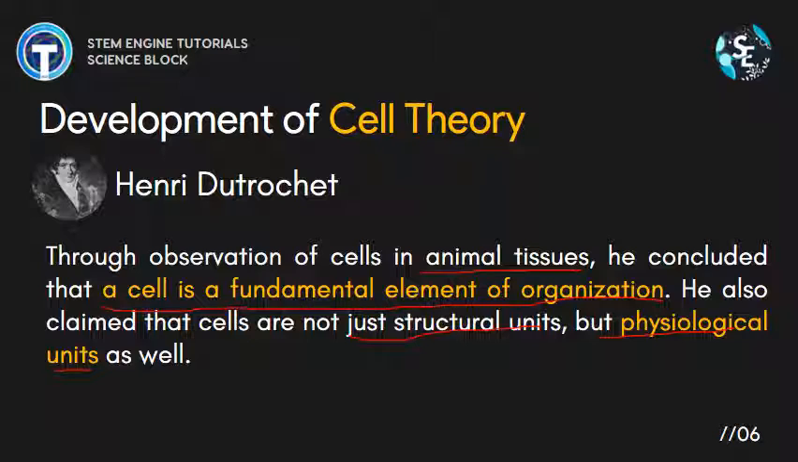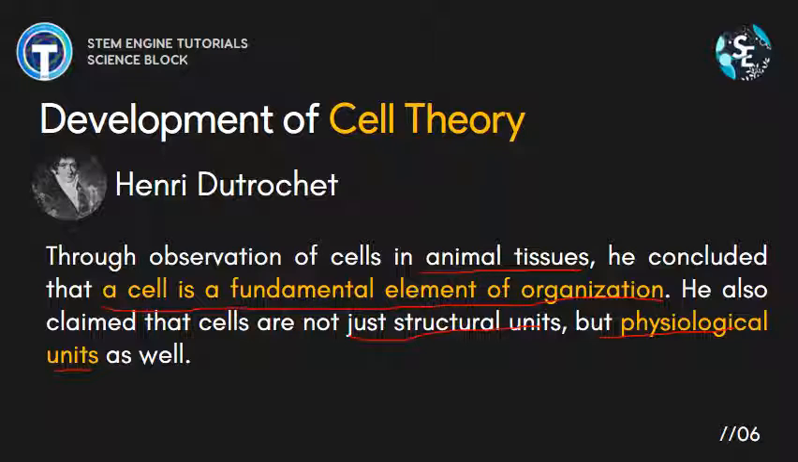So, kung kanina, si Leeuwenhoek, ang tinignan niya is fluids or samples from a deceased human. Dito naman tinitingnan niya is cells in animal tissues. So, he concluded that a cell is a fundamental element of organization. Dahil nga sa limited technology no ang mga panahon na yon, nakita lang nila na there are structures within the animal tissues. However, they are not able to differentiate or definitively identify kung ano yung mga structures na yon. So, kumbaga, it was still unknown at the time.